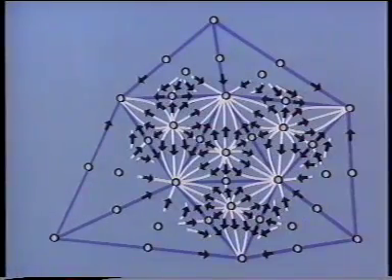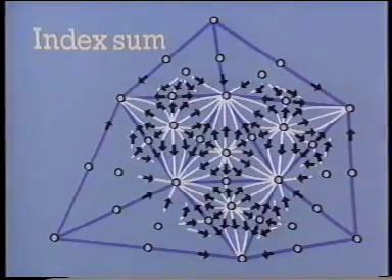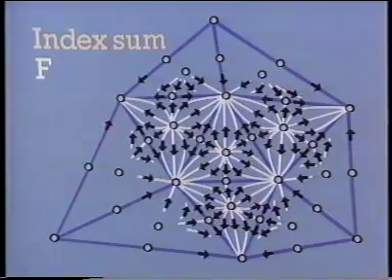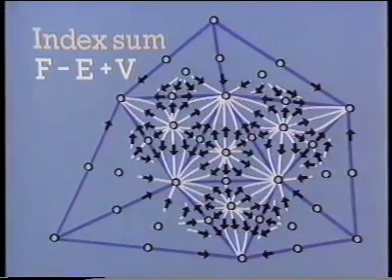You can see that if we do this for all the triangles, we'll get a genuine flow over the whole surface. And that gives us our result. The contribution to the index sum from the interior singularities will be F. The contribution from the edge singularities will be -E, because each one has index -1. And we get +V from the vertex singularities.